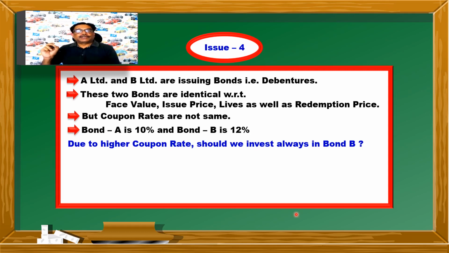Because 10%, 12%, whatever may be, it is from the return viewpoint. With the return, always you have to consider the risk also. If investment in bond B is subject to higher level of risk, never we should invest in bond B. That means what I want to tell you, only return calculation is not enough for the purpose of decision making. We have to consider the risk factor also.